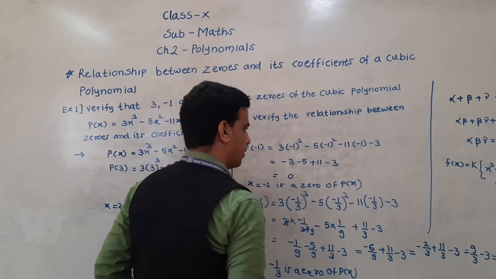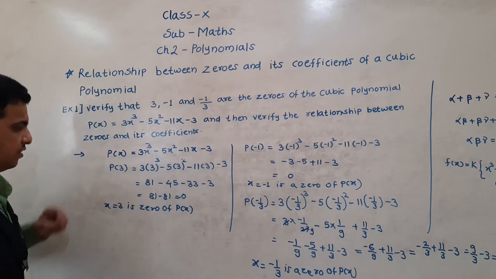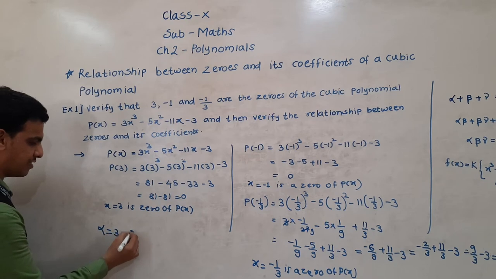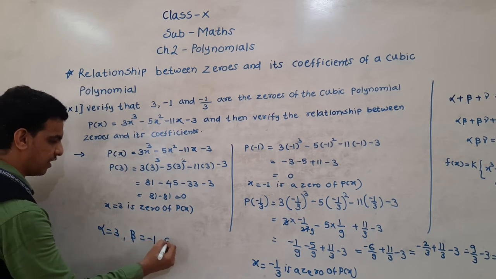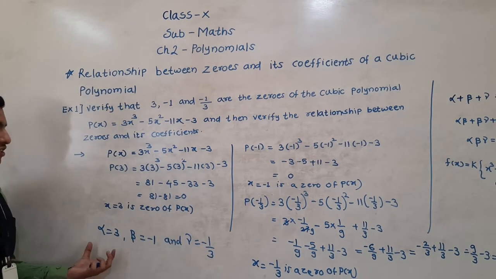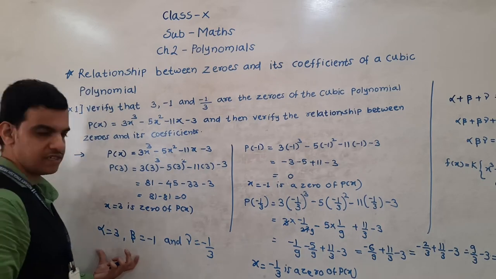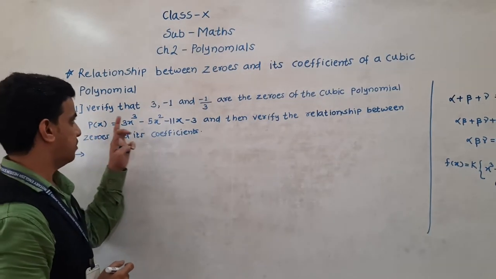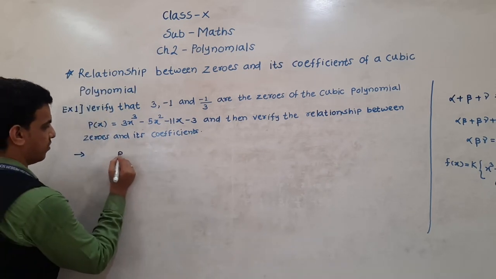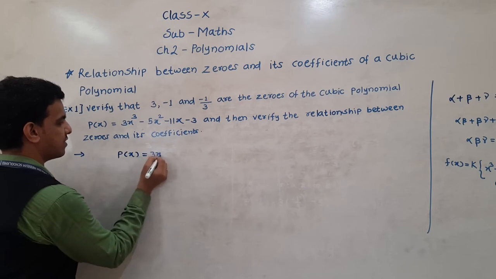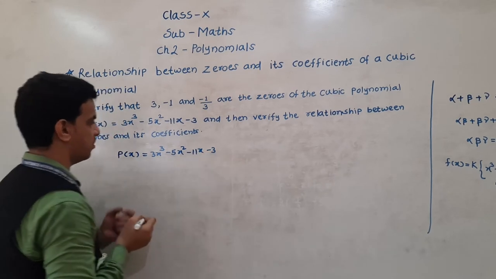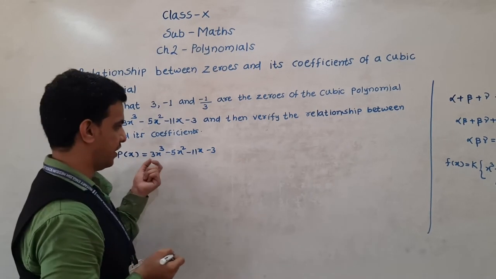Okay, now we have to verify the relation, meaning here alpha is 3, beta is equal to minus 1, and gamma is equal to minus 1 by 3. Now we can verify the relationship between zeros and its coefficients. For that I am writing p of x is equal to 3x cube minus 5x square minus 11x minus 3. So first we will write the values of a, b, c and d.